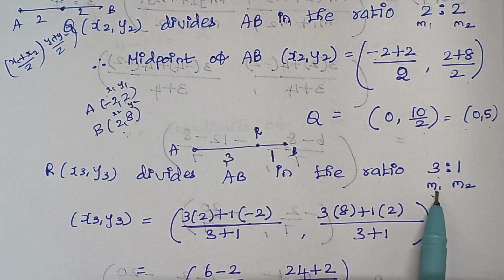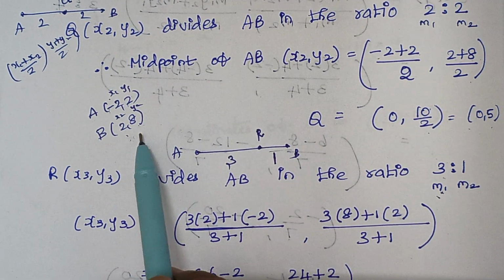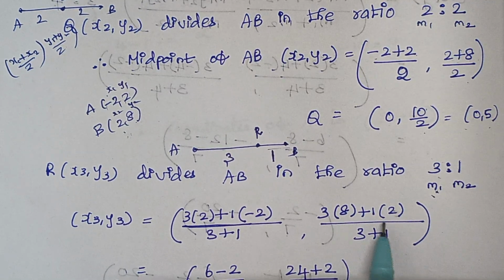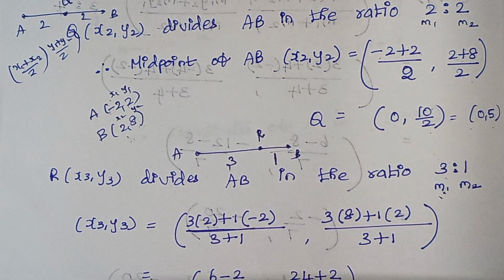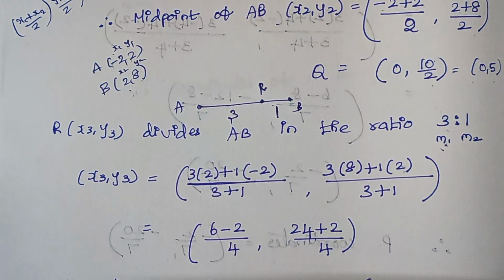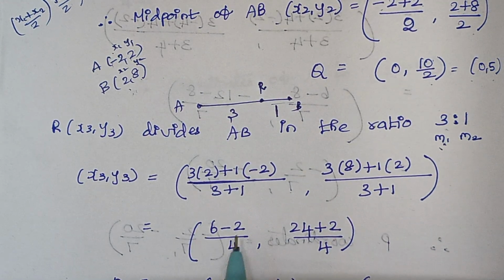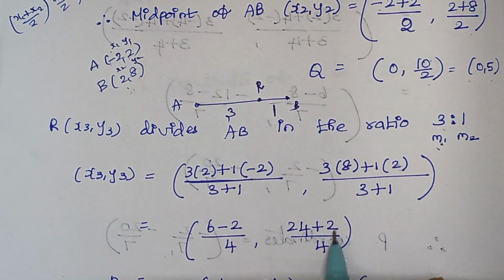So m1 is 3. What is y2? Here y2 is 8. So (3 into 8 plus 1 into 2) divided by (3 plus 1). Once you simplify this, 3 2s are 6, right? (6 minus 2) by 4, comma, (24 plus 2) by 2.